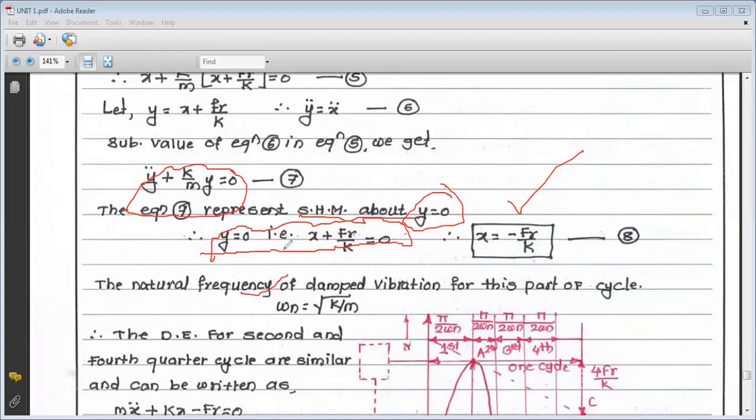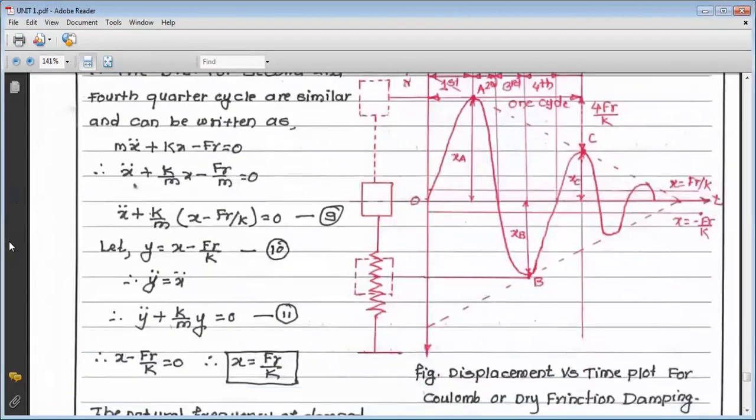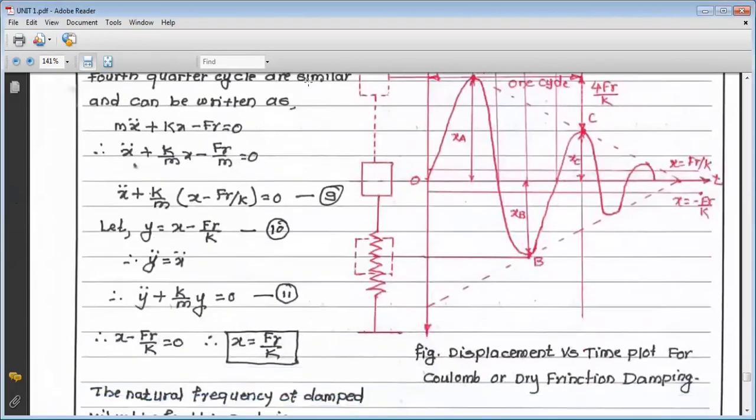Similarly, the quadrant cycles, that is second and third, are the same. In case of quadrants 2 and 3, the equation is nothing but m x double dot plus kx minus FR is equals to 0. Now again, divide both sides by m. So we get x double dot plus k by m x minus FR upon m. Again, we have to take k by m common. So we get x double dot plus k by m in bracket x minus FR upon k.